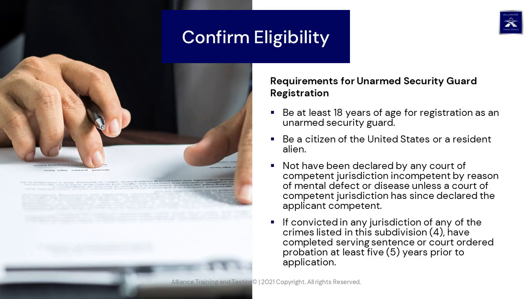Requirements for Unarmed Security Guard Registration. Be at least 18 years of age for registration as an unarmed security guard. Be a citizen of the United States or a resident alien. Not have been declared by any court of competent jurisdiction incompetent by reason of mental defect or disease, unless a court of competent jurisdiction has since declared the applicant competent. If convicted in any jurisdiction of any of the crimes listed in this subdivision 4, have completed serving sentence or court-ordered probation at least 5 years prior to application.